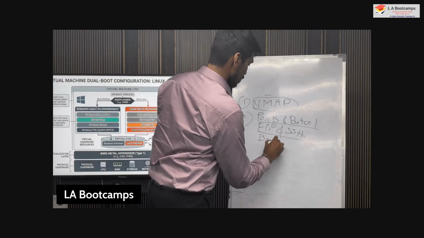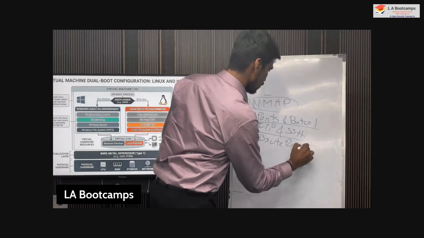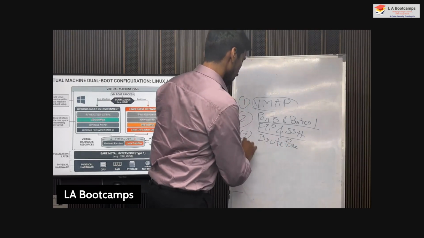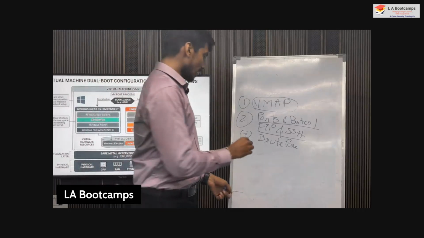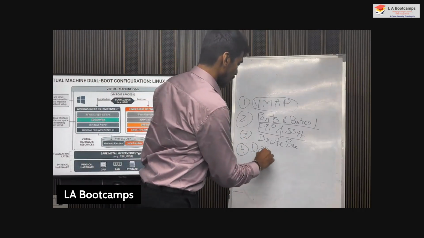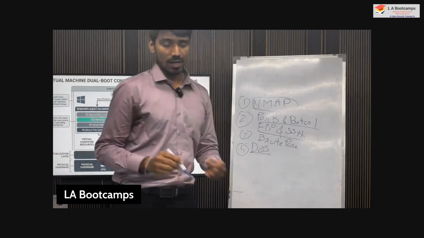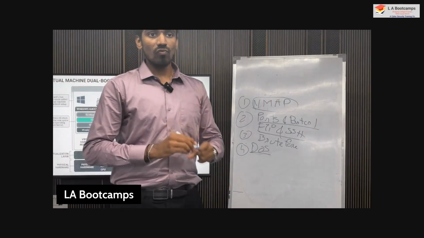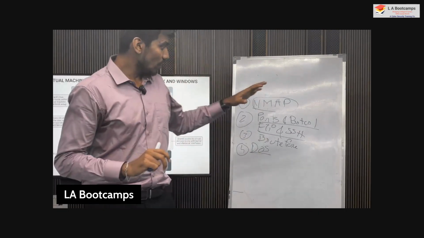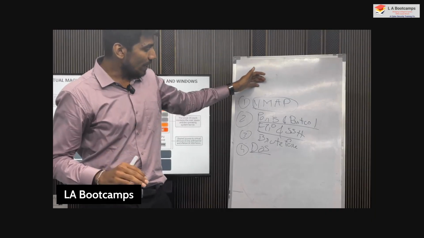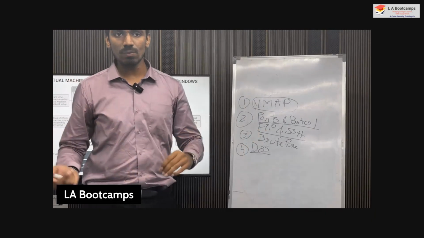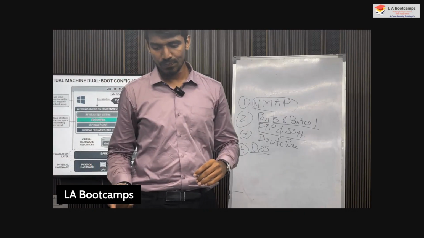So third will be brute force. Okay. Fourth and last will be a DoS attack, which is a denial of service attack. So what will the configuration be? We'll try to scan from PC number 1 and try to observe on PC number 2, which is your defender.